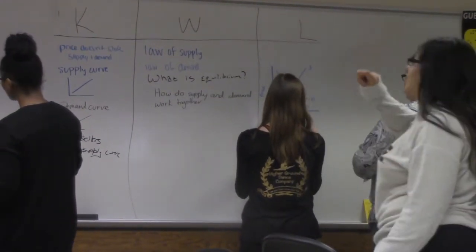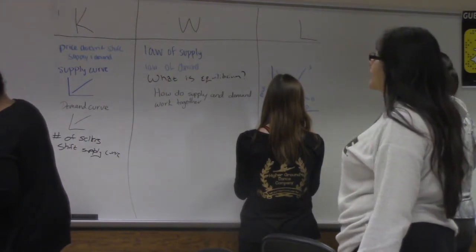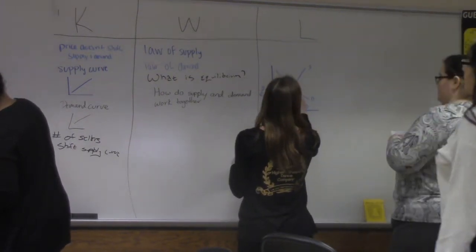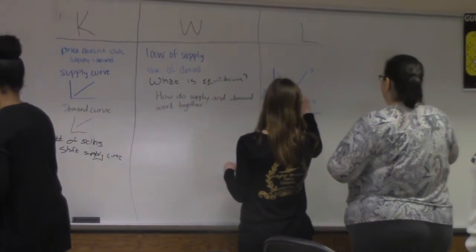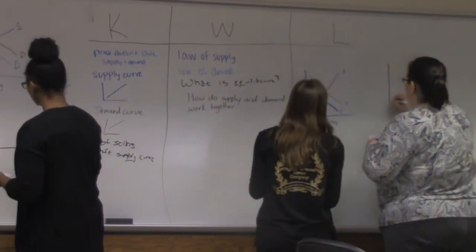And then right underneath there on the sides, you could say what direction the price moved and what direction the quantity moved. And that would be in equilibrium. Okay. So then we'll start with the same.